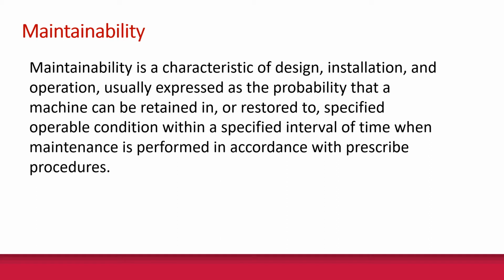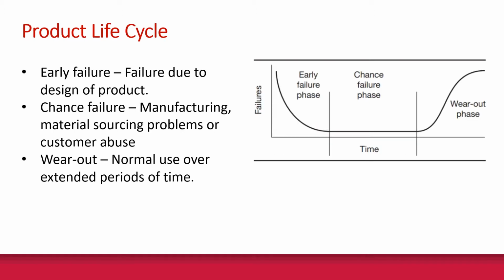Maintainability is similar to reliability, but maintainability is actually a characteristic of design, installation, and operation. Usually it's expressed as the probability that a machine can be retained or restored to operable condition within some specified interval of time. So maintainability really depends on our maintenance plan. The two terms are related, but they're not exactly the same. So in order to understand reliability and maintainability, it's important to understand product life cycle.